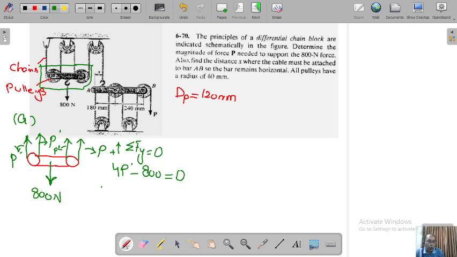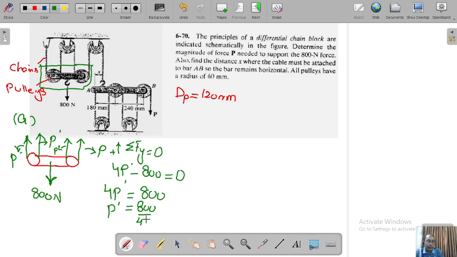So what will you get as P dash? If you want, you can make it simpler: 4P dash is equal to 800. So what does this give us? P dash equals 800 divided by 4.